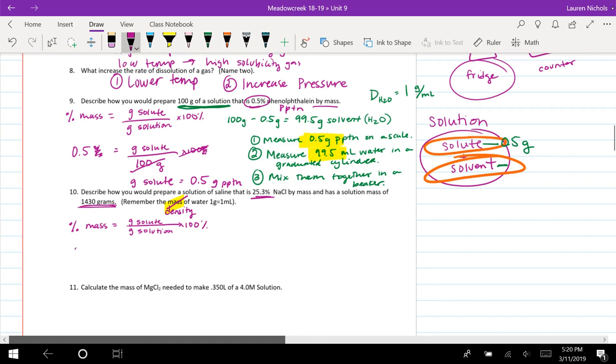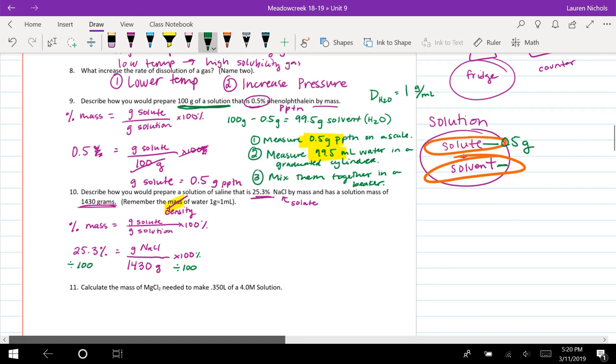So my percentage is 25.3%. And I don't know the grams of our NaCl, right? Because NaCl is going to be our solute, and saline has water as our solvent. So the total grams of solution, though, is 1,430 grams, and it's times 100. So first thing you're going to have to do is get rid of this 100% part. You're going to need to divide by 100 on both sides.